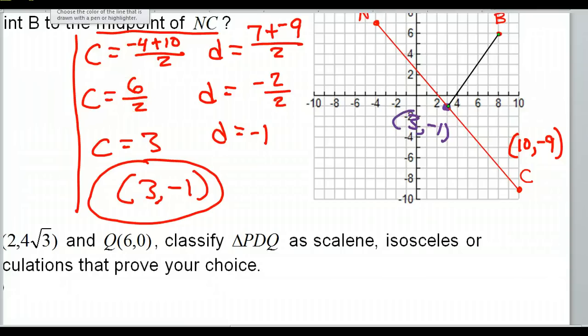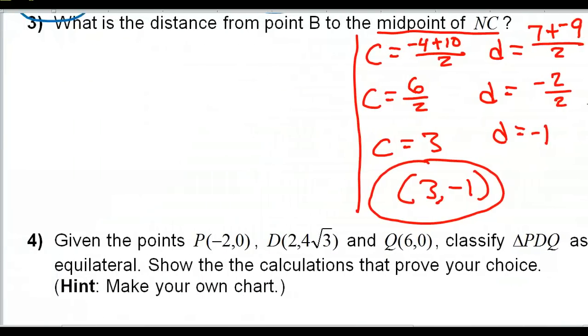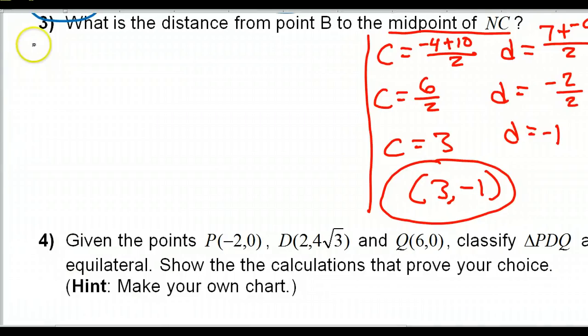Point B. Let's get some ordered pairs on that. Point B is (8, 6). So (8, 6) is point B. We are looking for the distance from point B to this midpoint, so from (8, 6) to (3, -1). Okay, so we're doing distance now. So the distance is going to be the square root.